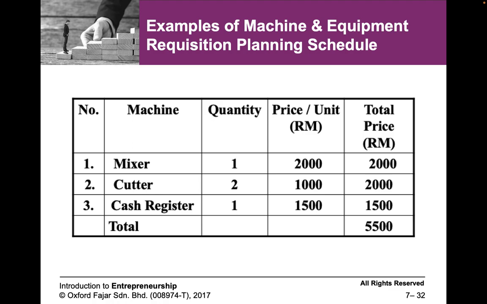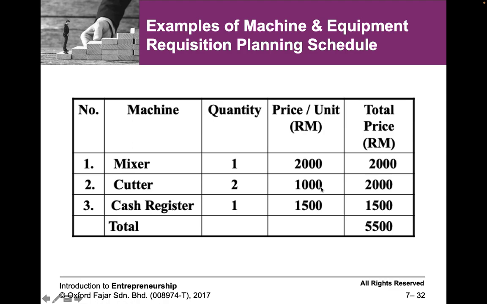Okay. And then these are the machine and equipment requisition planning schedule. So how many machines are required? Let's say mixer. Okay, for the mixer you want one quantity, and this is the price of the mixer. For the cutter you want two cutters, and this is the price. So how will you get the price for these machines?